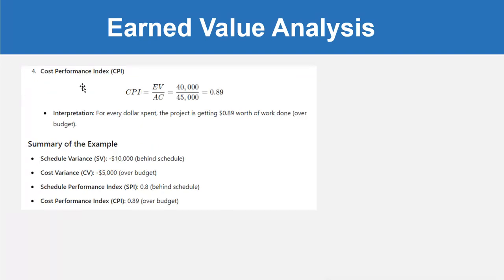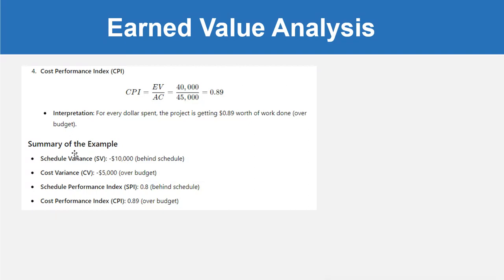Okay, then cost performance index CPI is equal to EV divided by AC, which is 40,000 divided by 45,000, equal to 0.89. That means for every dollar spent, the project is getting 0.89 worth of work done, over budget. So that means you are over budget.